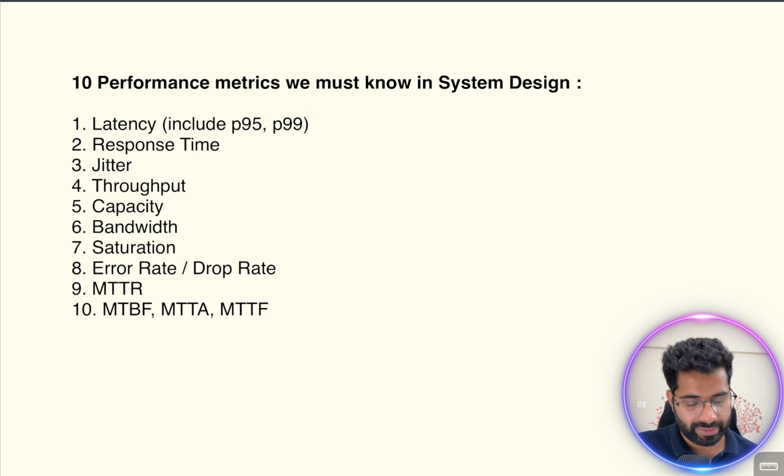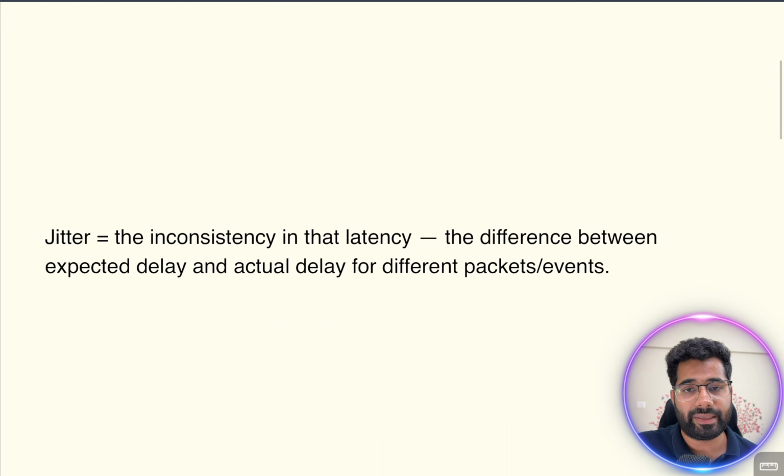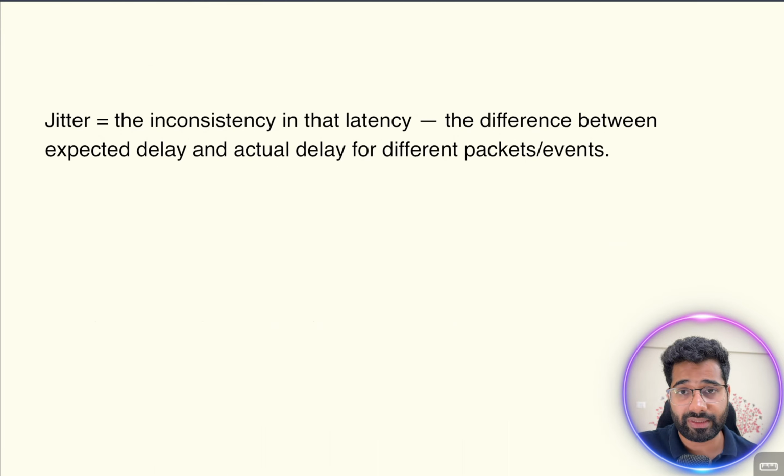Hi everyone. So let us see what is jitter today. Jitter is basically the inconsistency in the latency of the system. So let's understand that with the help of an example.